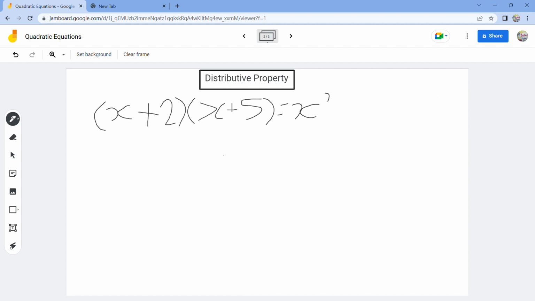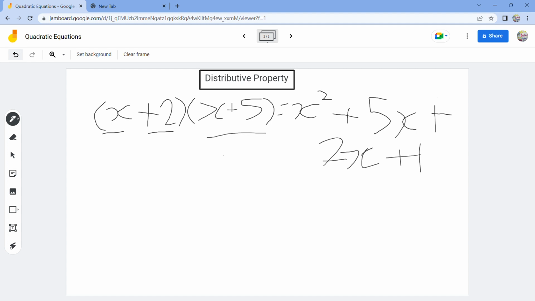Firstly, x times x plus 5 is x squared plus 5x. And then 2 times x plus 5 is plus 2x, and then plus 2 times 5, which is 10.